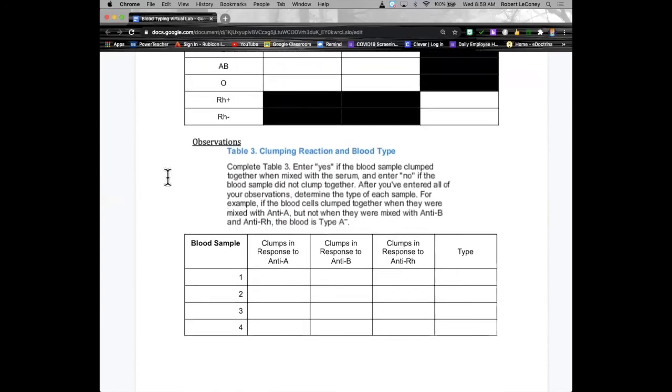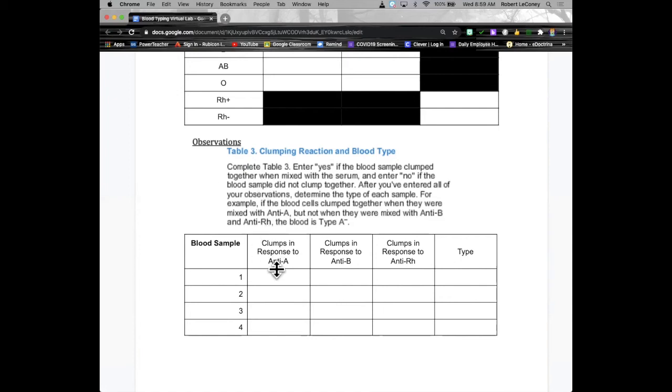Observations. Complete table 3. Enter yes if the blood sample clumped together when mixed with a serum, and enter no if the blood sample did not clump together. After you've entered all your observations, determine the type of each sample. For example, if the blood cells clumped together when they were mixed with anti-A, but not when they were mixed with anti-B and anti-RH, the blood type is A negative.